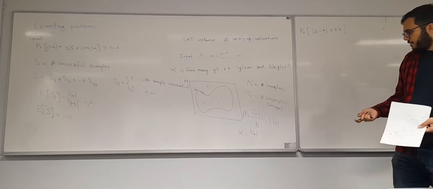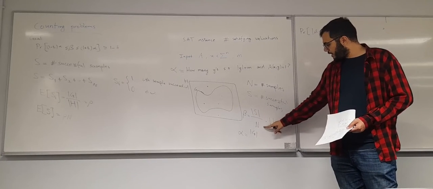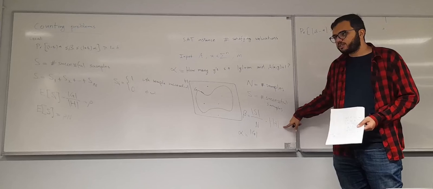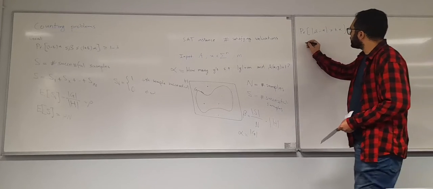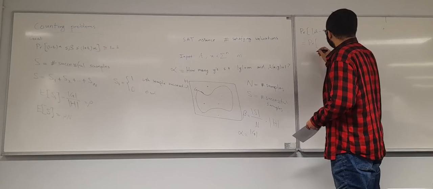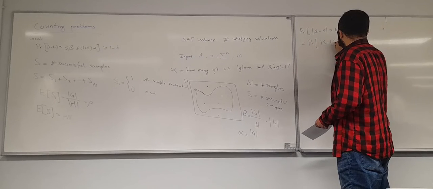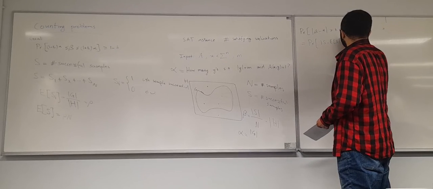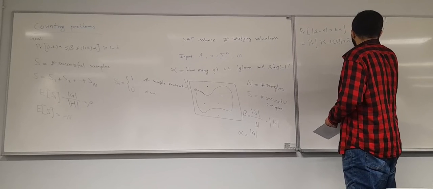Because when I want to get beta from S, I'm just dividing and multiplying by some constants that were given to me in the input. Okay? So I can say that this is the same as the probability that S deviates from its expected value by more than epsilon times the expected value of S.